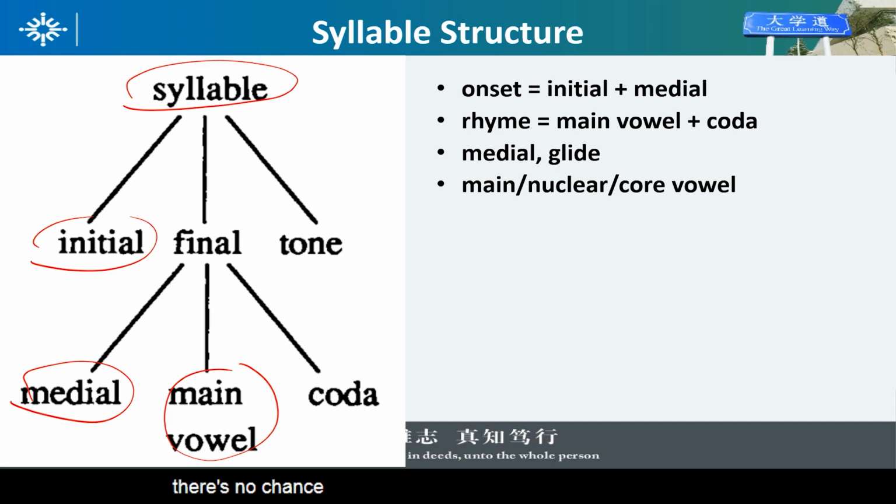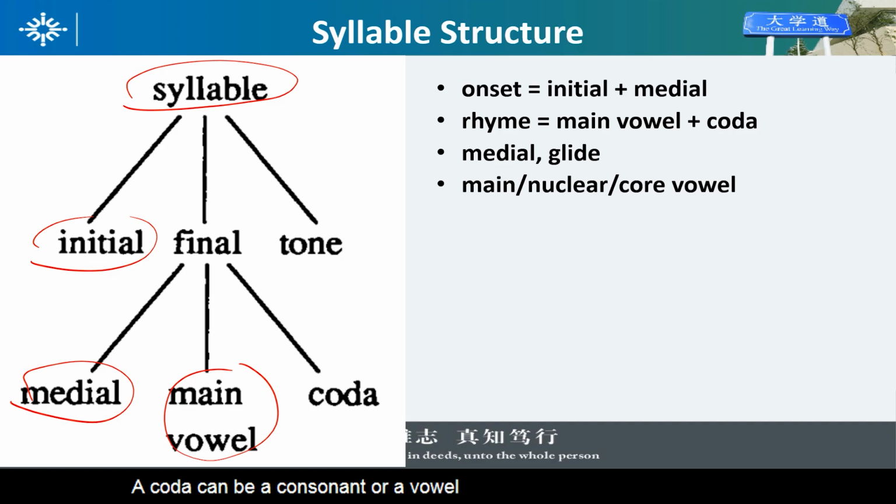Okay, there's almost no chance for you to form a syllable without a main vowel. There are some exceptions. I will talk about it later. But in most cases, you need a main vowel to form a syllable.